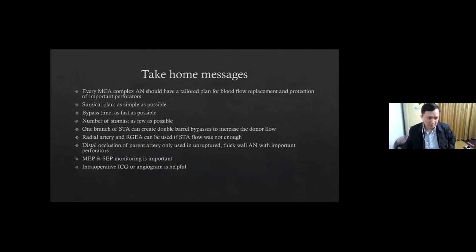So this is a take-home message. Every MCA complex aneurysm should have a tailored plan for blood flow replacement and the protecting of important perforators. The surgical plan should be as simple as possible. The bypass time should be as fast as possible. Number of the stomas should be as few as possible. One branch of the STA can create double barrel bypass to increase the donor artery. And the radial artery and the right GEA can be used if STA flow was not enough.